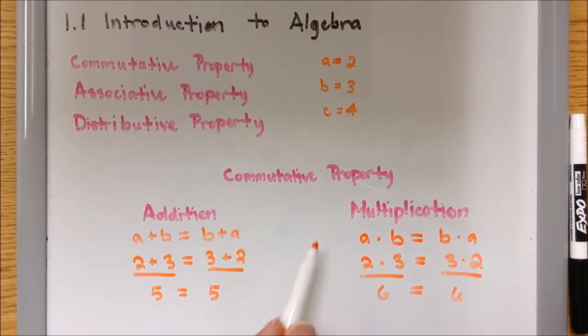So, for commutative property of multiplication, as long as the values stay the same for A, B, or other variables used, and it's multiplying, then the answer should be the same regardless of the order. On the left side, A came first, then B. On the right side, B came first, and then A, multiplying. So again, as long as the value stays the same for the variables, the answer should be the same regardless of the order.